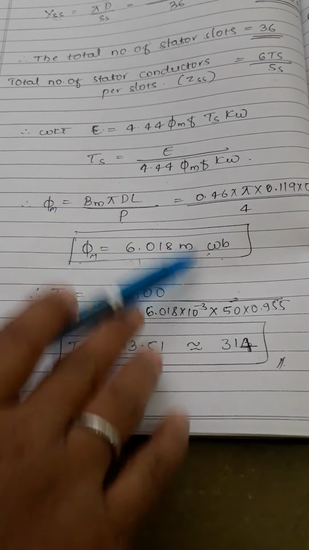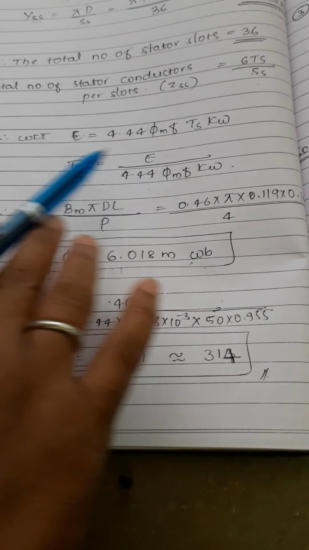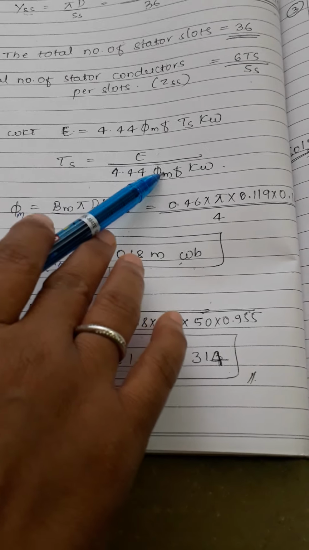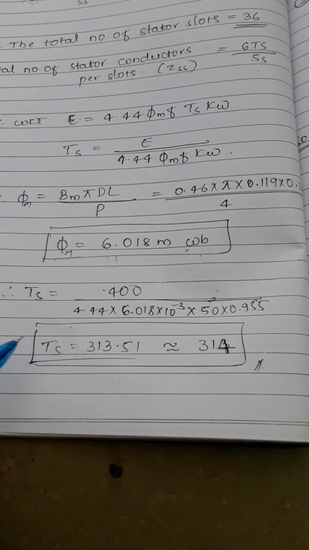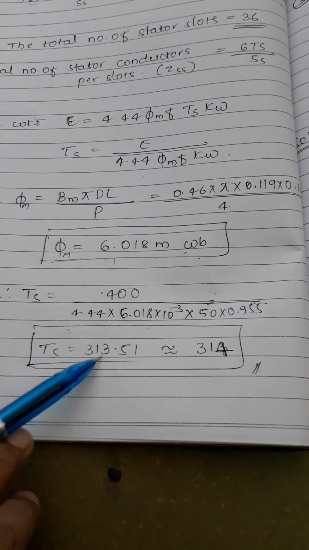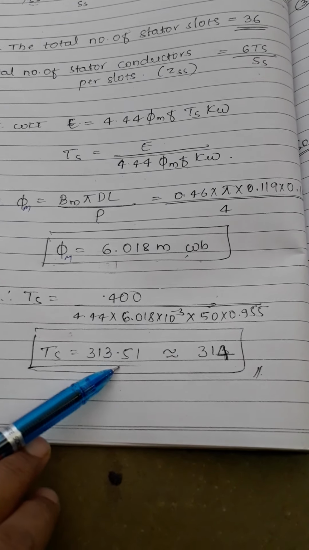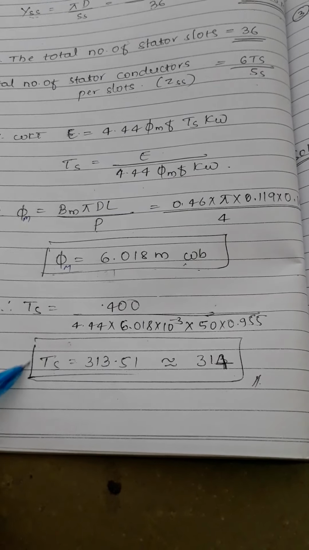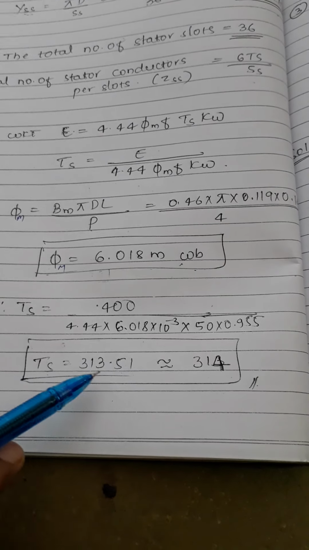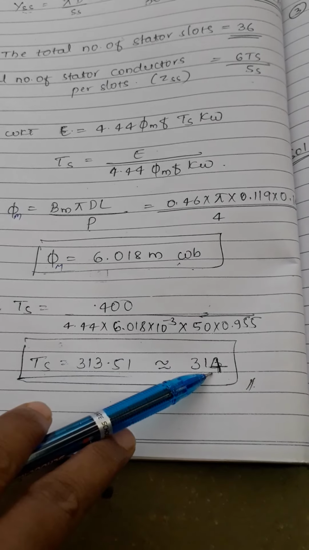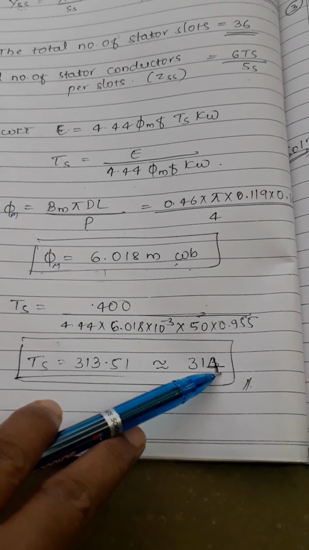So substitute this phi m in the above equation. TS is equal to E upon 4.44 phi m F Kw. If we substitute, we will get TS, which is 313.51. The number of stator turns is never a fraction, so we have to approximate it to 314.